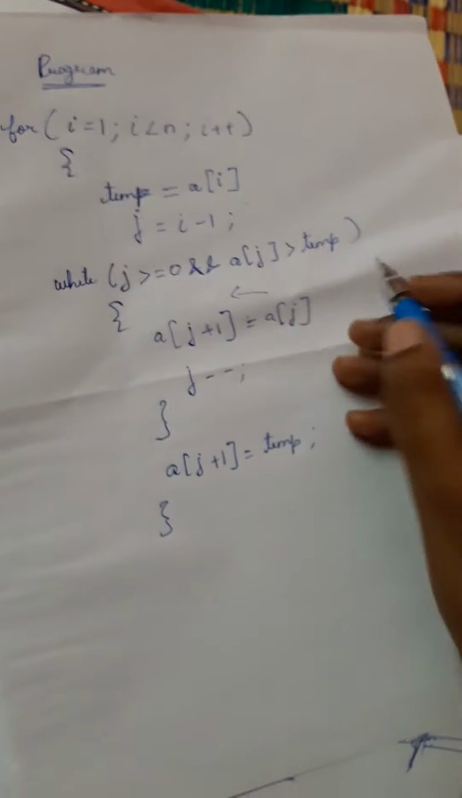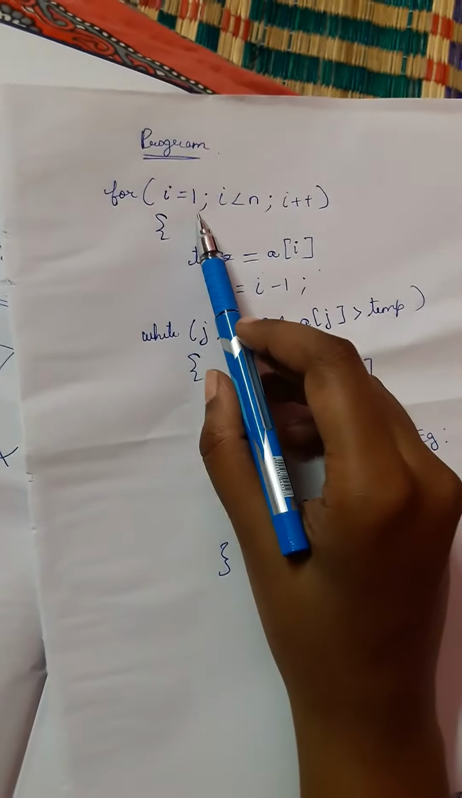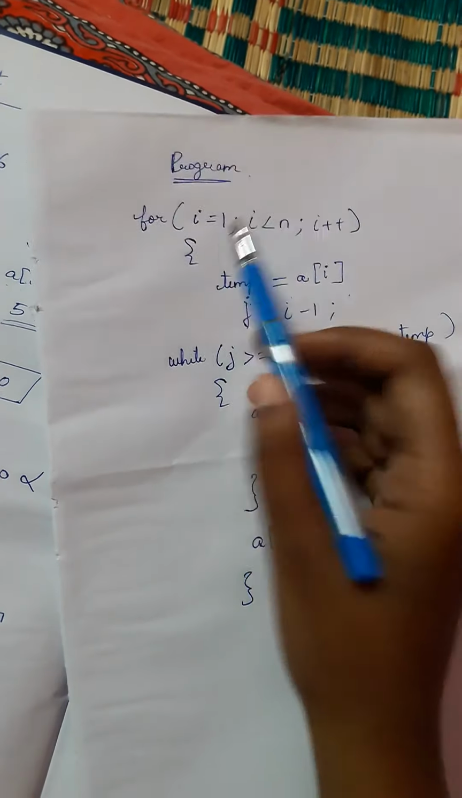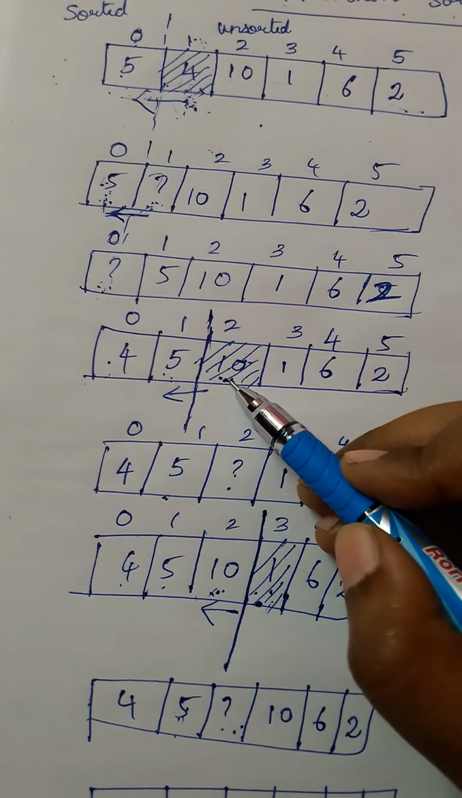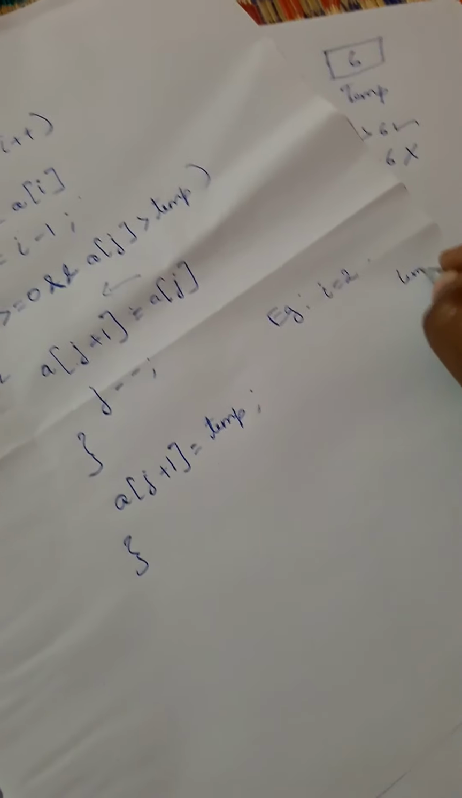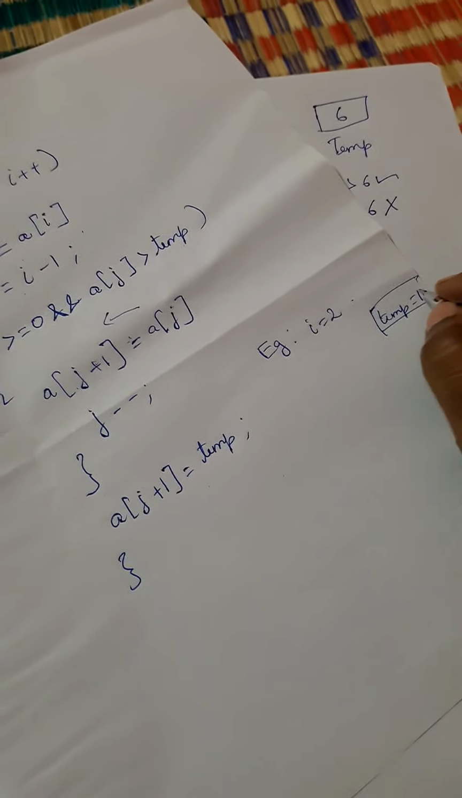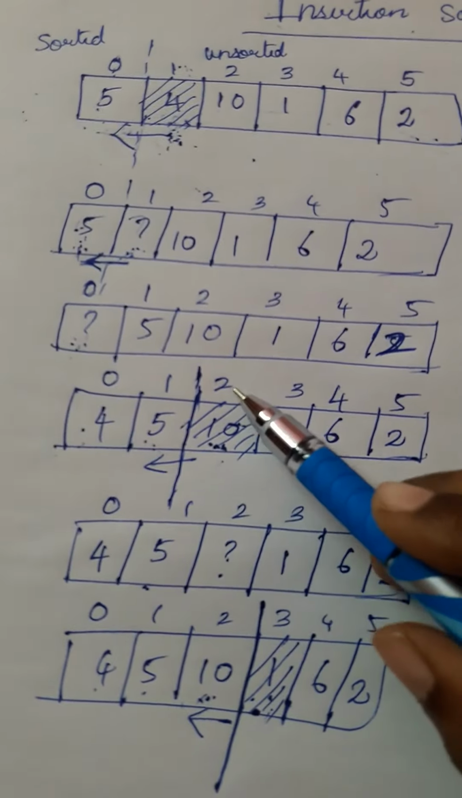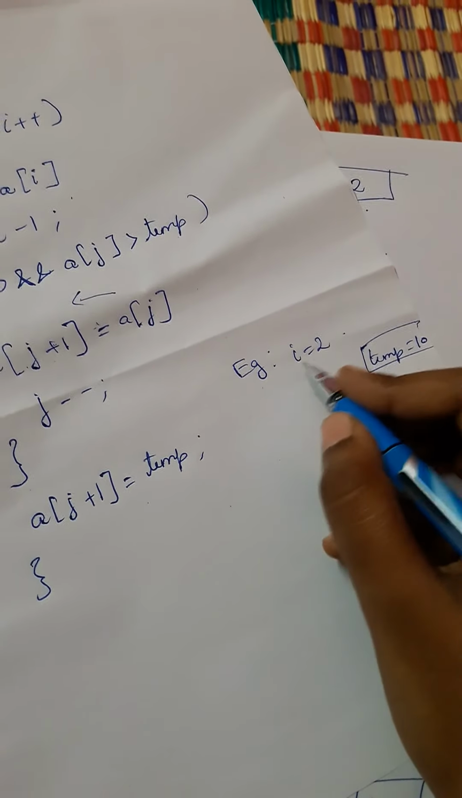So we will take one example here. In this program I is equal to 1, but now I will take the value I is equal to 2. I is equal to 2 means we are at this position. So what will we store in temp? Temp will be 10, stored at position I is equal to 2. Remember, in this problem I have taken I is equal to 2.